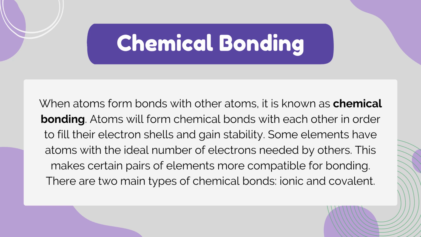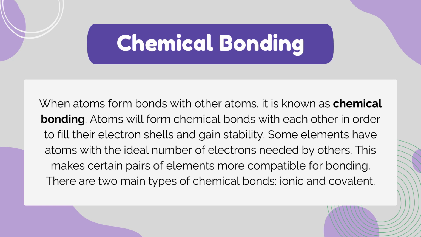Now chemical bonding. When atoms form bonds with other atoms, it is known as chemical bonding. Just as I told you, they want to complete their octet shell to become complete, not unstable. They want to create bonds with other atoms, and when they form the bonds, it is known as chemical bonding. Atoms will form chemical bonds with each other in order to fill their electron shells and gain stability.